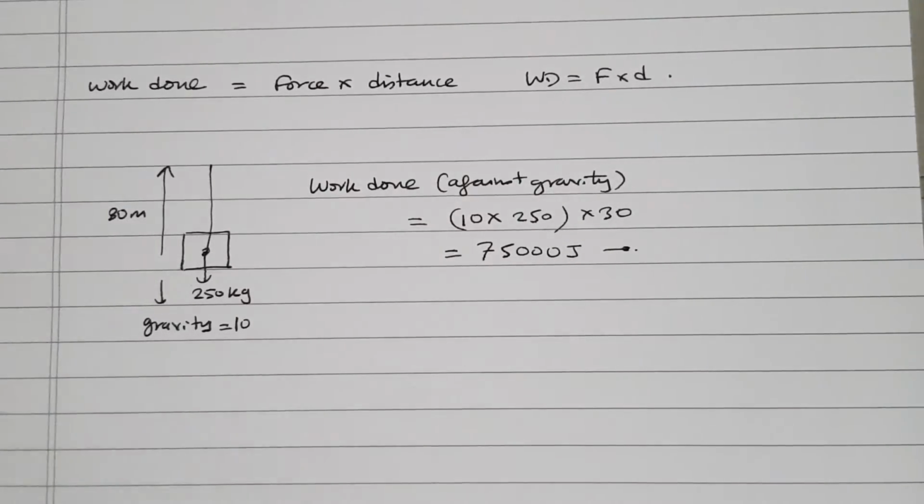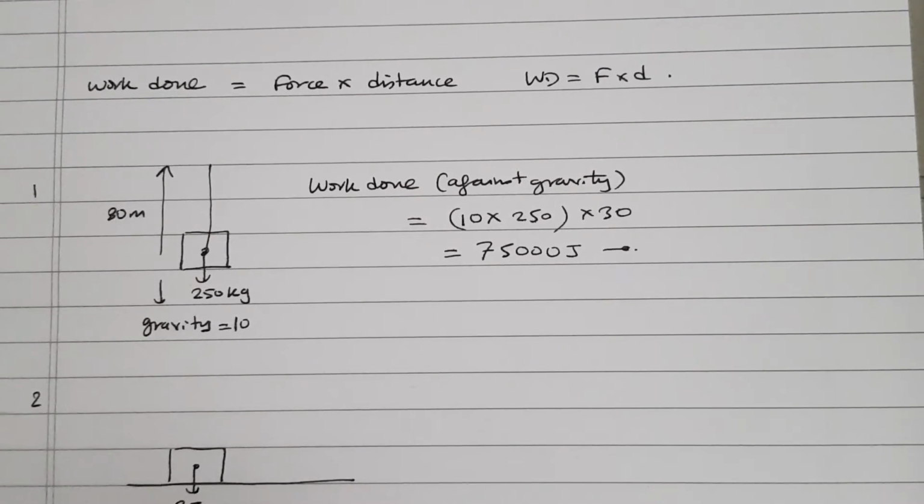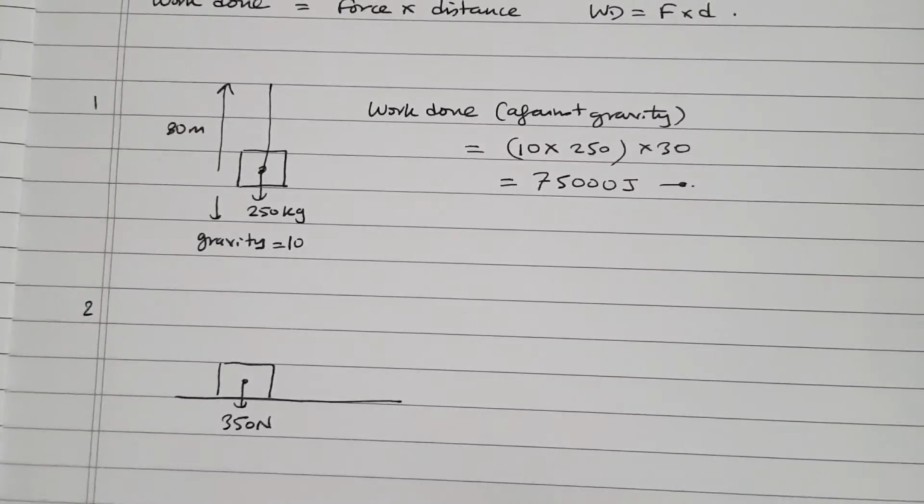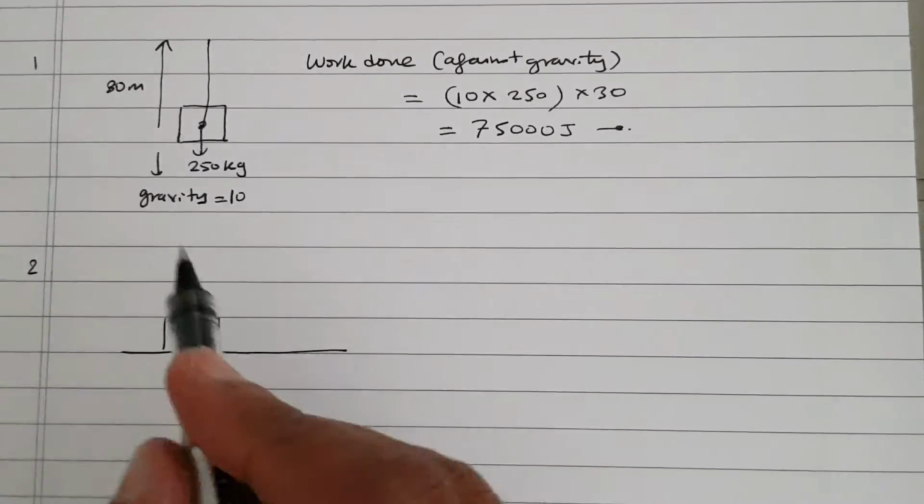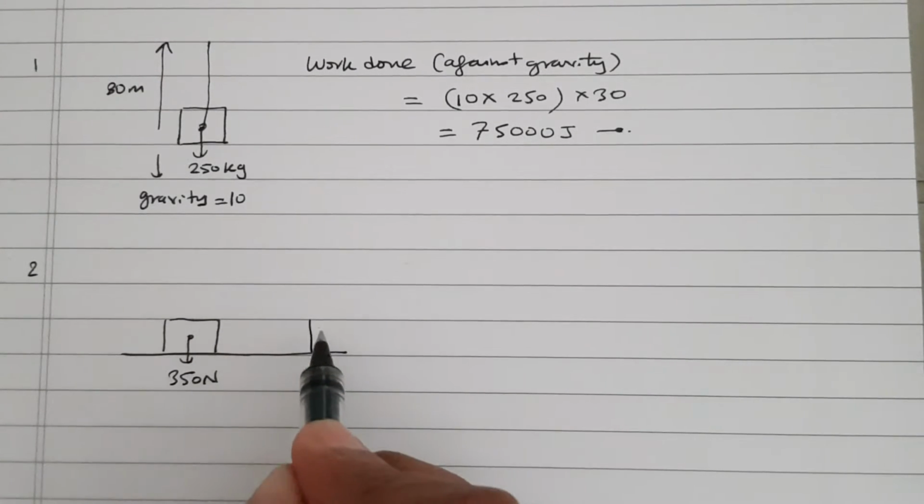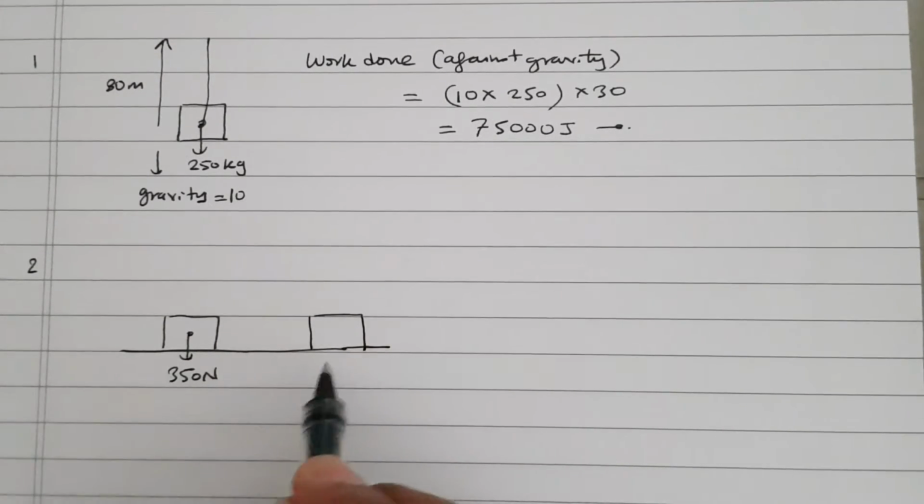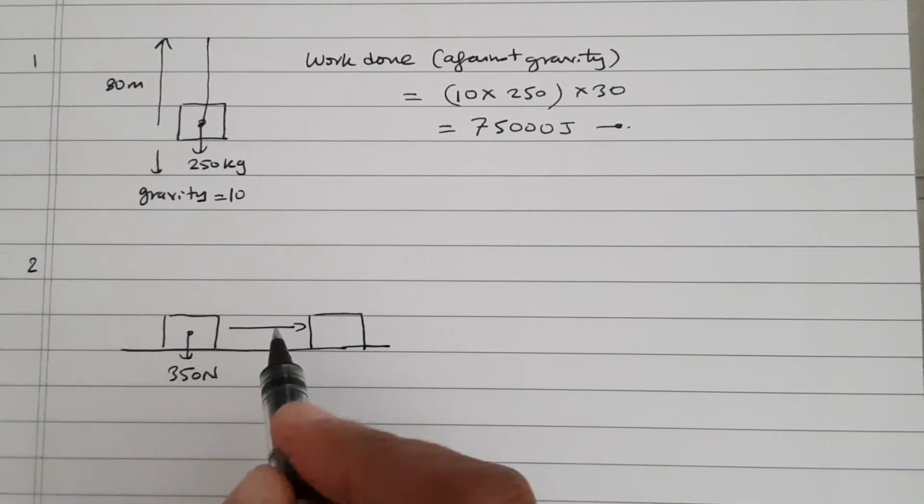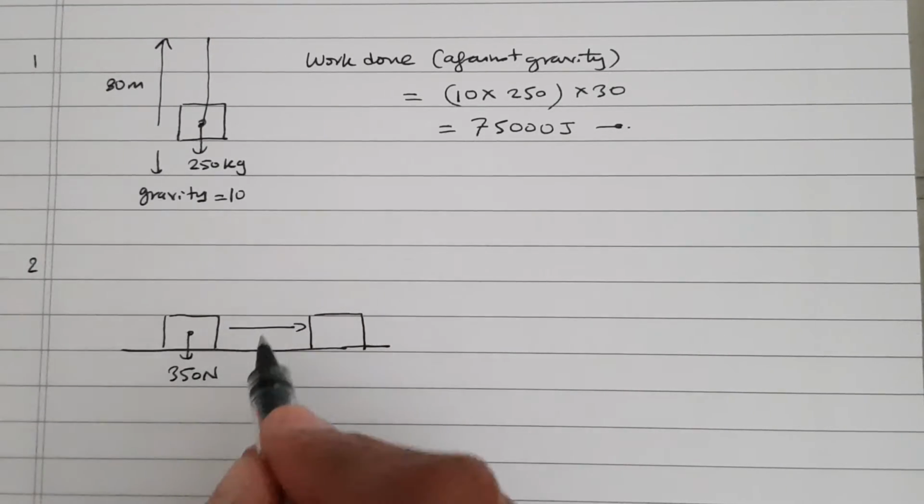All right, now let's say this is our question number 1, and I want to move on to question number 2. This time I have an object on a horizontal surface, and let's suppose that the object has a weight of 350 newtons, and this object is pulled a distance of 12 meters.